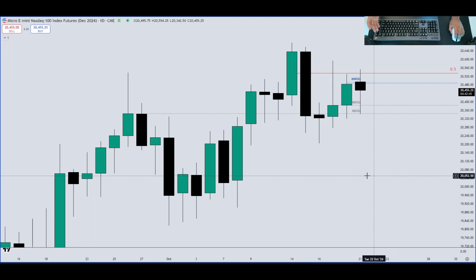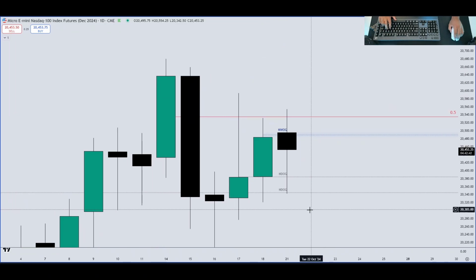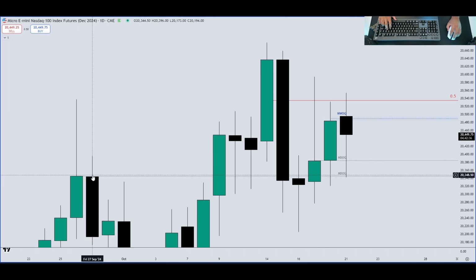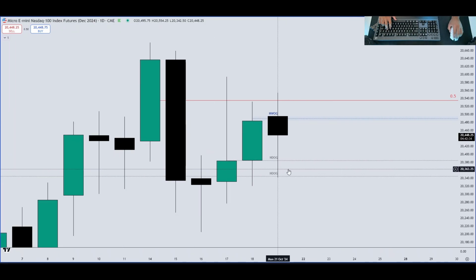So here I'm on the daily chart for E-mini NASDAQ, and breaking this down, I have the current new week opening gap marked. Definitely recommend you guys have that, as well as this old new day opening gap and this new day opening gap. And then I have the consequent encroachment of this bearish order block here. You could see the reaction right here, as well as what happened on Thursday.